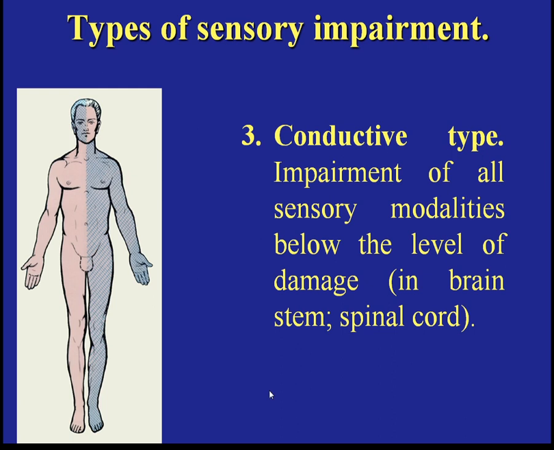The next type of sensory impairment. This is the conductive type. Impairment of all sensory modalities below the level of damage in the brainstem or spinal cord. For example, in this case, the level of pathology may be brain, spinal, or brainstem, and below the level of lesion of the pathways, we can see pathology of sensation.